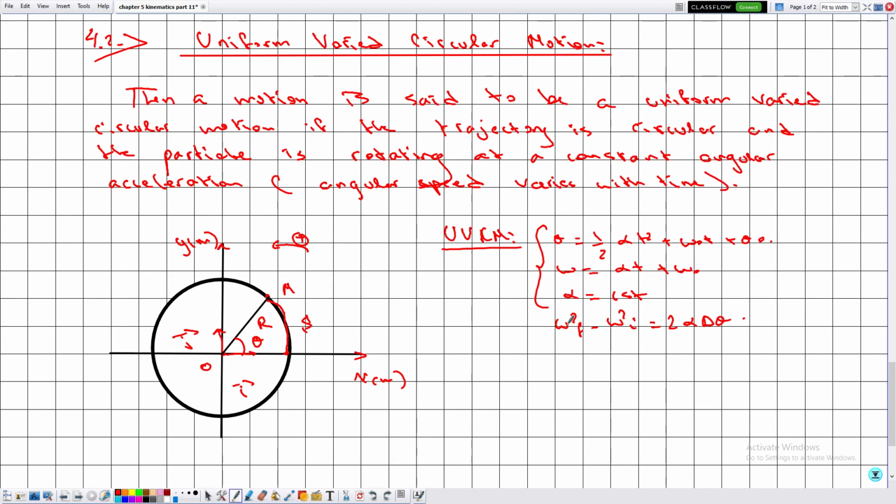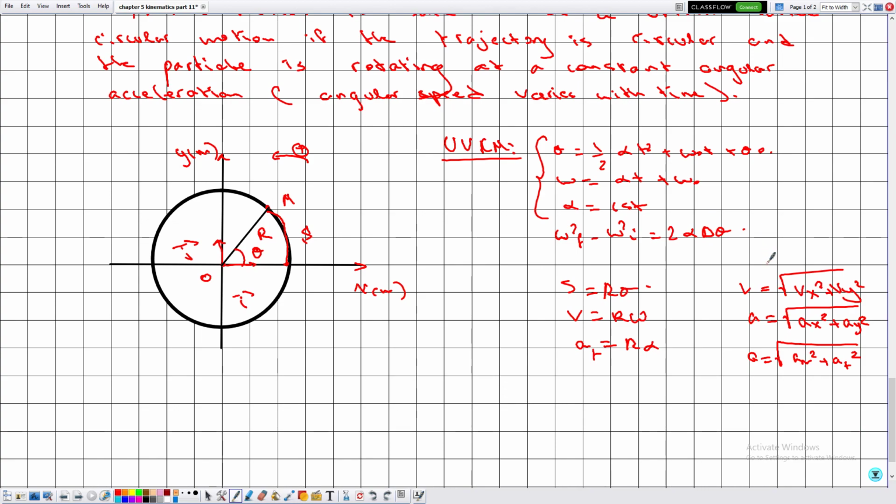So now we can relate these angular quantities to the Cartesian quantities by saying that s is equal to r theta, v is equal to r omega, and a is equal to r alpha, and here we need to be careful that this a represents the tangential acceleration, in which v is equal to square root of vx square plus vy square. a is equal to square root of ax square plus ay square. Also a can be written as square root of an square plus at square. Moreover, the normal acceleration is always given by v square divided by r.